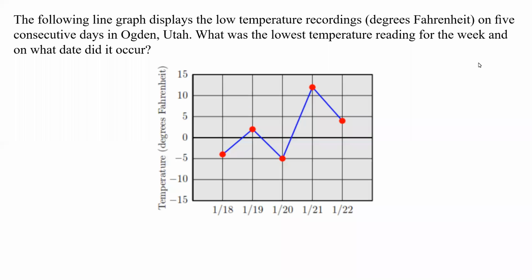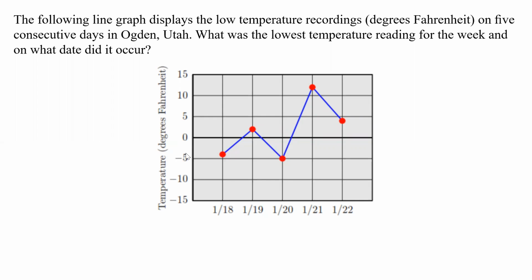All right, so this one says the following line graph displays the low temperature recordings in degrees Fahrenheit on 5 consecutive days in Ogden, Utah. What was the lowest temperature reading for the week, and on what day did it occur? Well, the lowest one's going to be the one with the most negative value. So here's our zero, our origin, and so anything that goes below, that's going to be the low temperature.